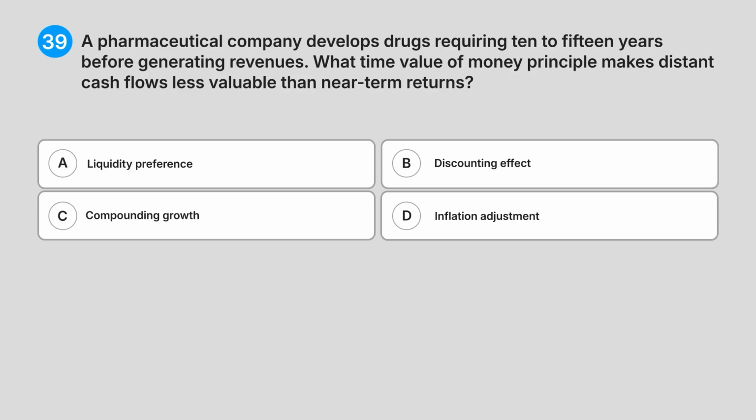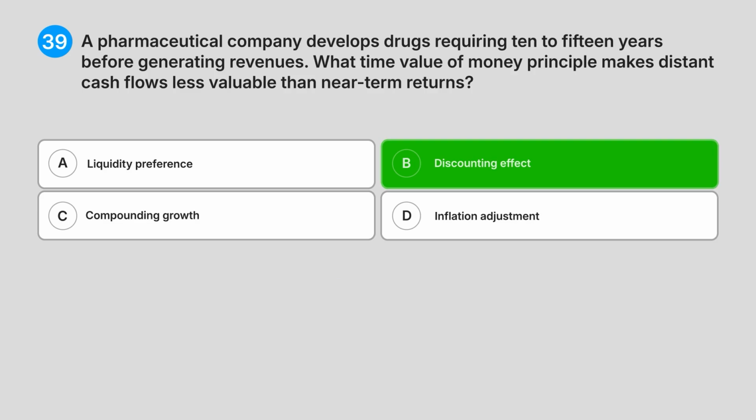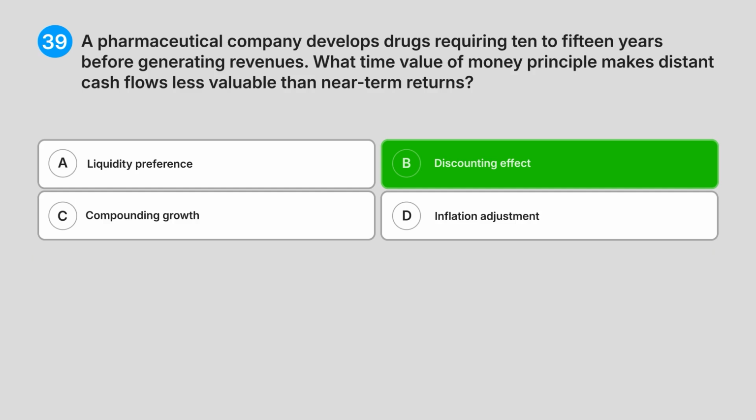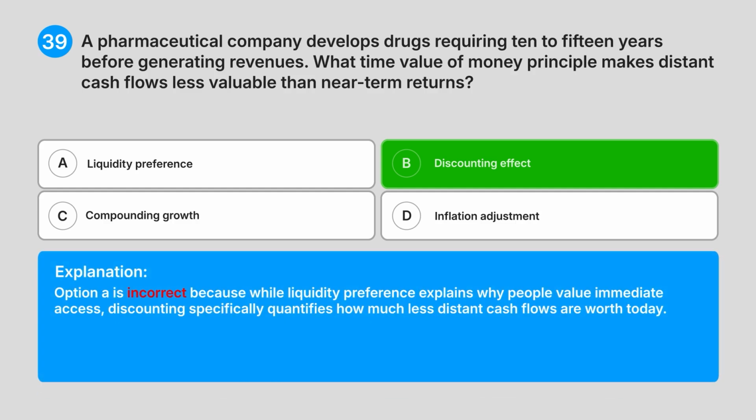Correct answer, B, discounting effect. Explanation, option B is correct because discounting reduces the present value of future cash flows, making returns 10 to 15 years away worth significantly less today than equivalent near-term cash inflows. Option A is incorrect because while liquidity preference explains why people value immediate access, discounting specifically quantifies how much less distant cash flows are worth today.